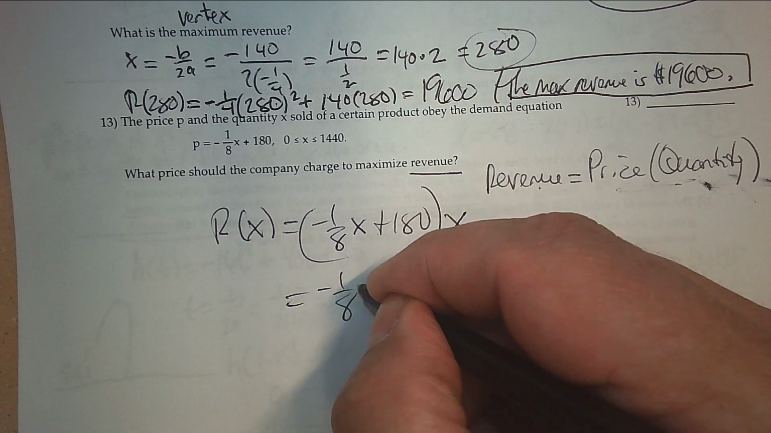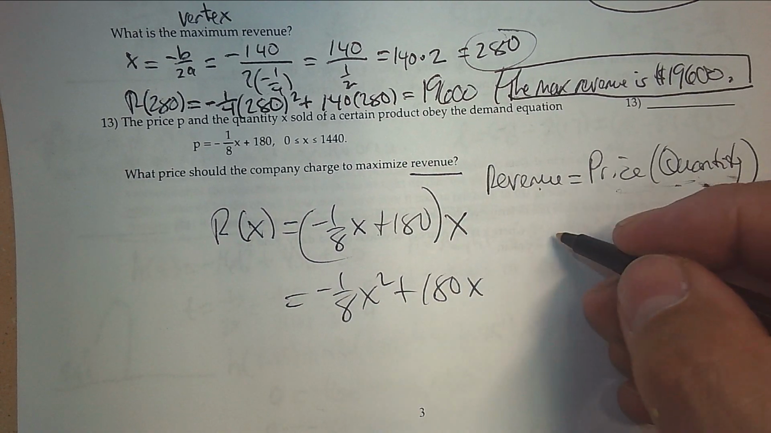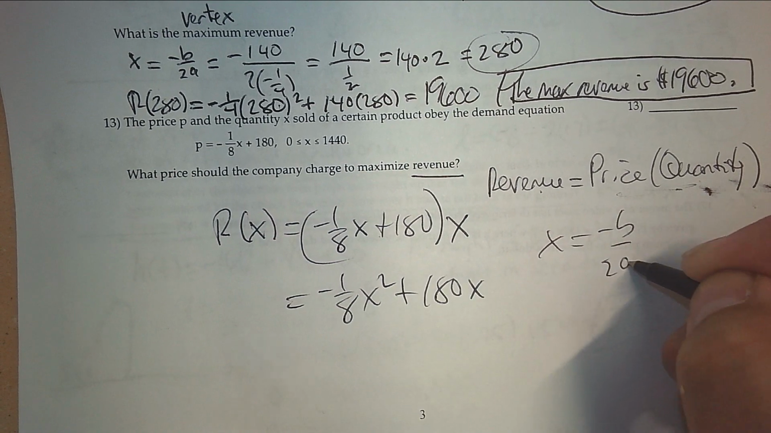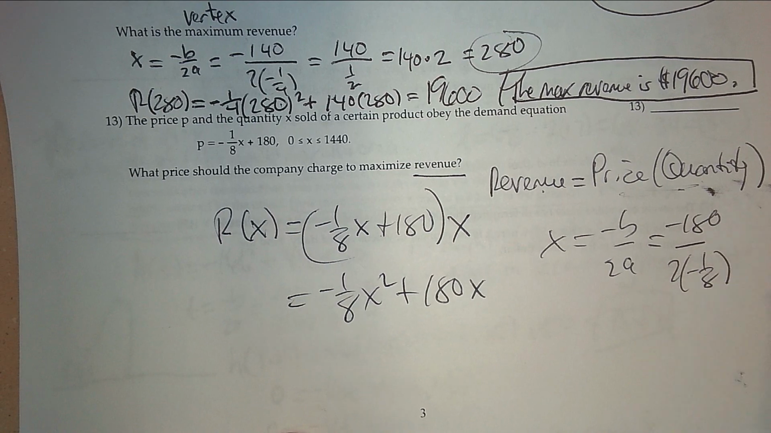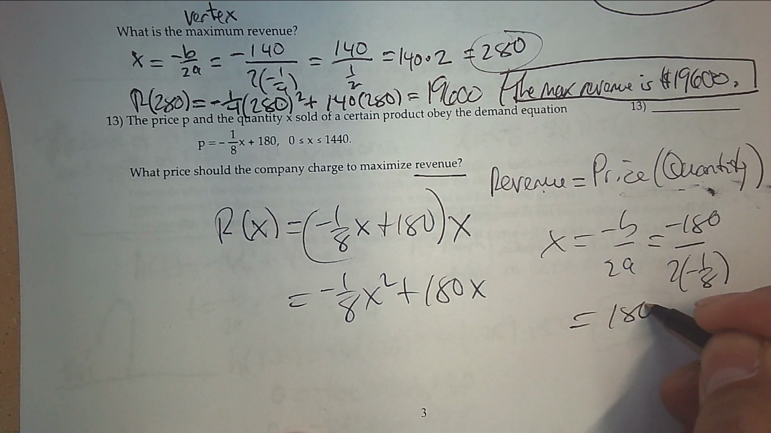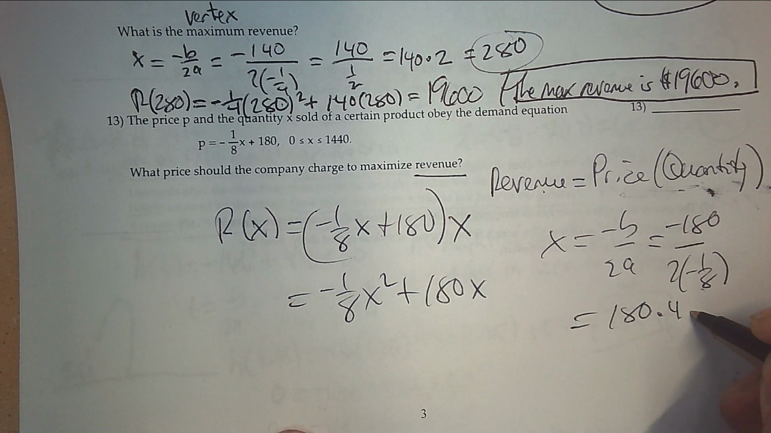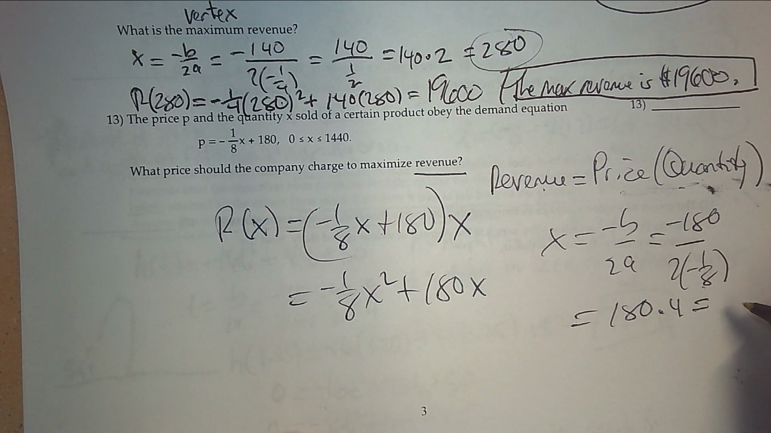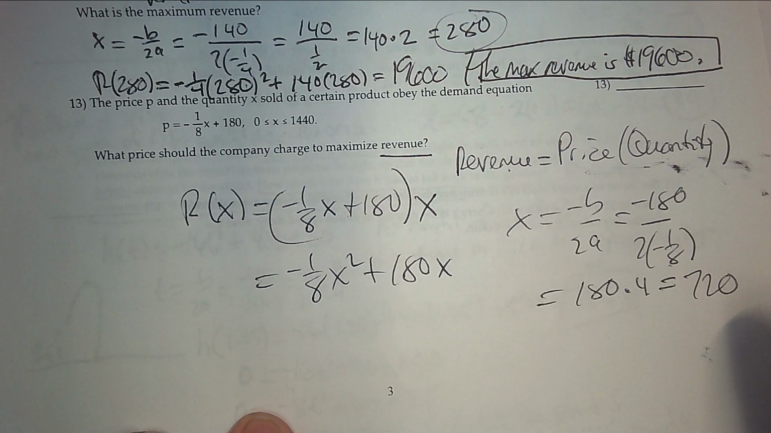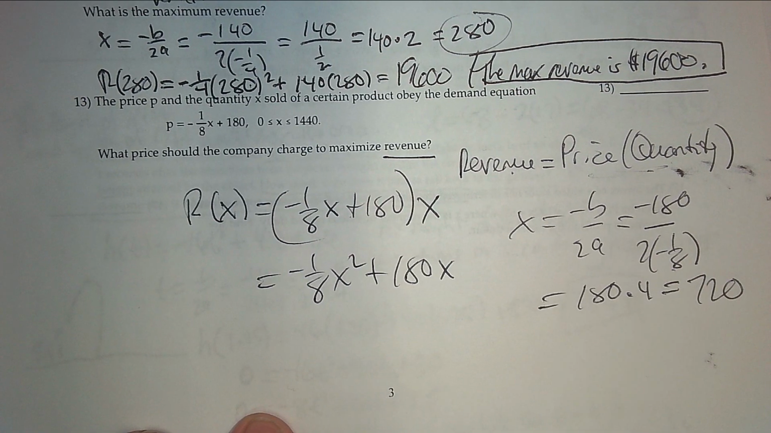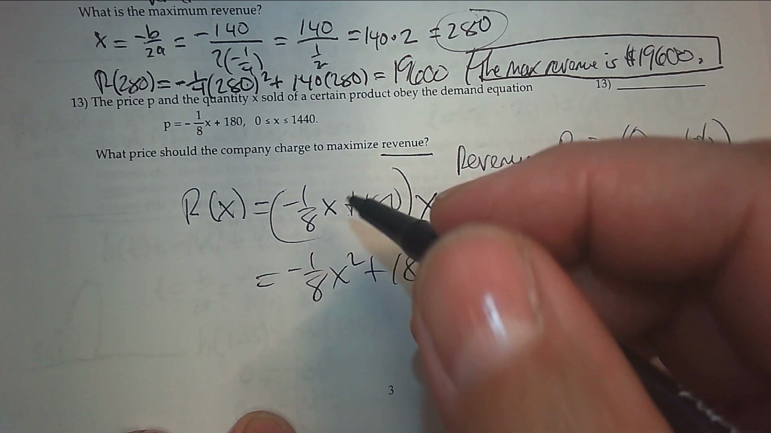So multiply it out. The formula is negative b over 2a, so it's negative 180 over 2 times negative 1/8. So a negative divided by a negative, that's 1/4, so do the reciprocal. So it's 4 times 180, that's 720. So x represents how many you need to sell. So you sell 720. The question is, what price should you do?